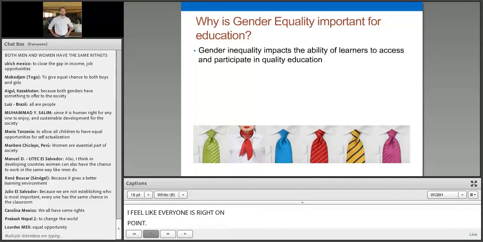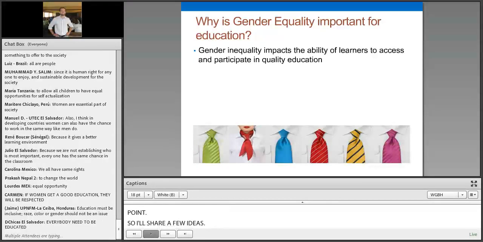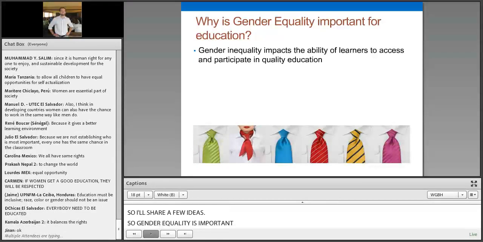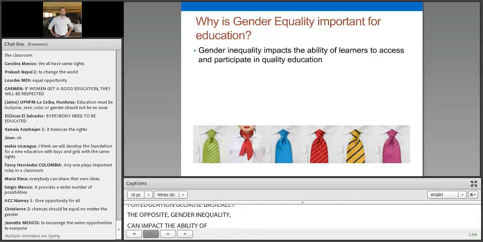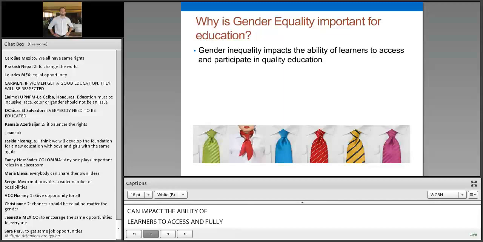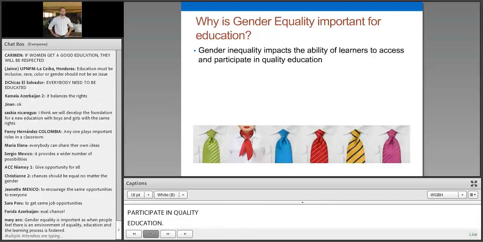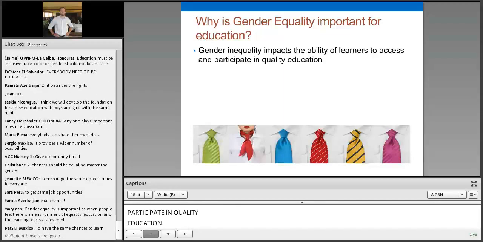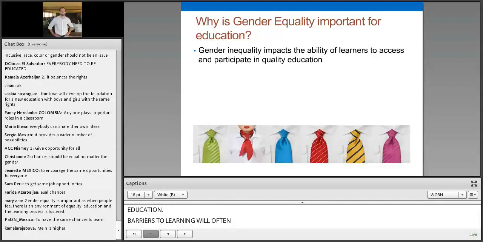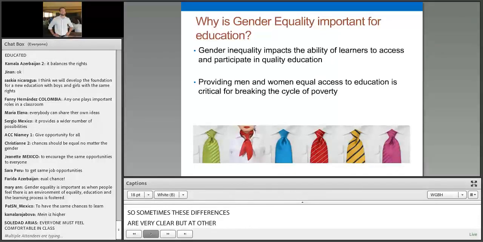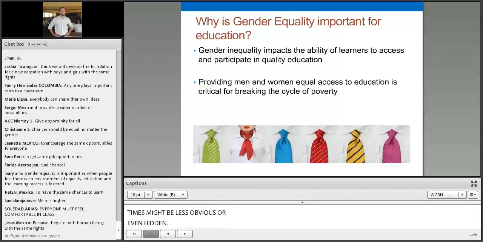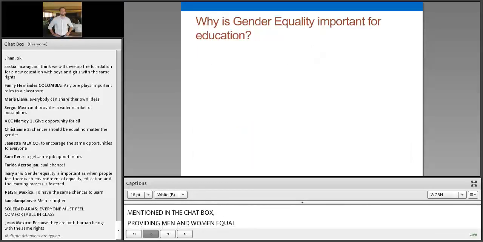So gender equality is important for education because basically the opposite, gender inequality, can impact the ability of learners to access and fully participate in quality education. Barriers to learning will often be different for male and female learners who face different risks and have different needs. Sometimes these differences are very clear, but at other times they might be less obvious or even hidden. But as some of you noticed and mentioned in the chat box, providing men and women equal access to education is critical for breaking the cycle of poverty.